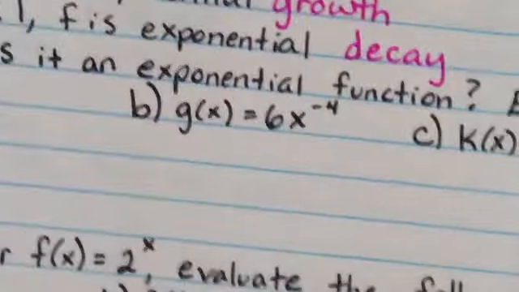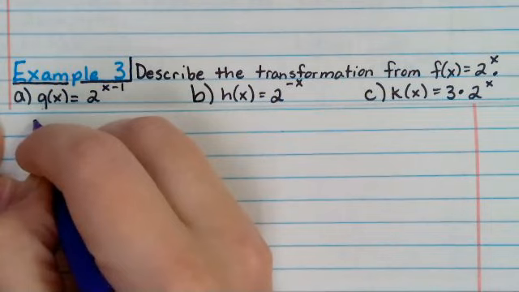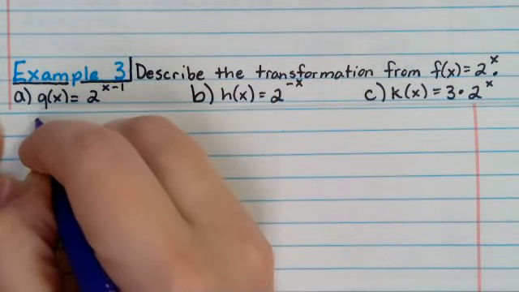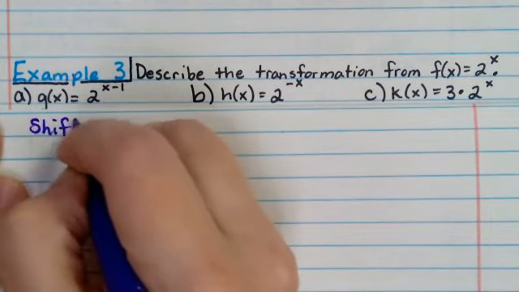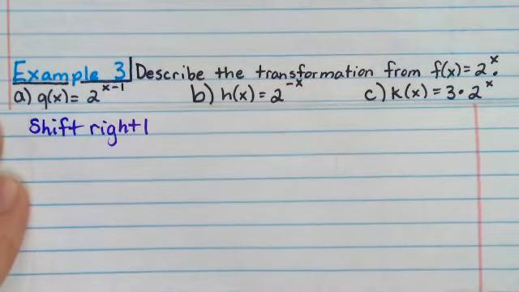Now, remember that whenever you have the transformation happening to the x, where it's changing the input, that is a horizontal type of transformation. So I see this number being subtracted from x in that exponent. That is a horizontal transformation. And because it's an adding or subtracting value, this is a translation, a shift. Okay, so we're going to say shift. And horizontal stuff is always backwards from how we think. This is shift to the right 1.